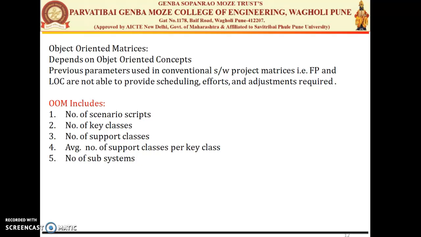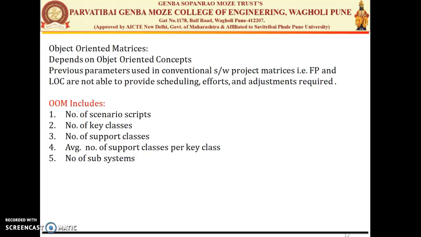So the OOM, the object oriented matrix, includes the number of scenario scripts. The number of scenario scripts are nothing but the detailed sequence of steps used in the interaction between the user and the product. The second one is the number of key classes. The key classes are the classes which do not depend on any other class, and they are the main problem domain, means the problem statement for which we are developing a software. So these classes contain the main problem domain.